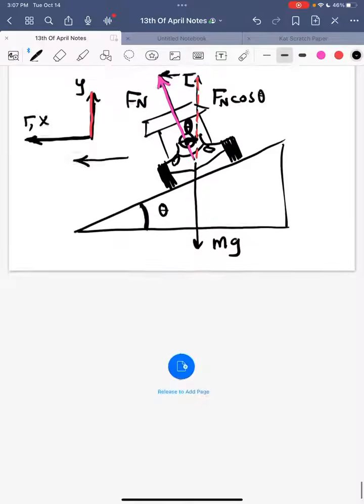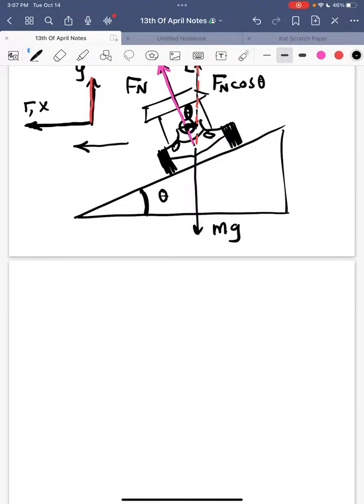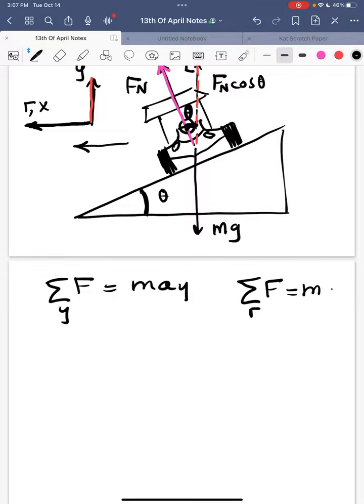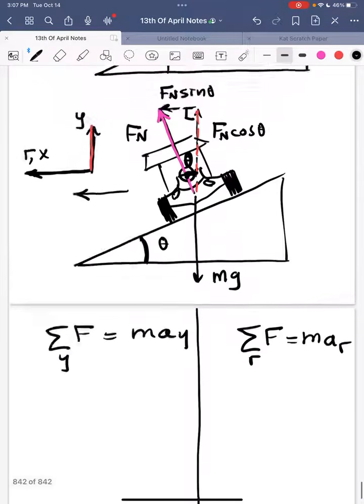With that, I can now write some equations. The sum of the forces in the y direction equals the mass of the car times the acceleration it experiences in the y. I can also do an equation like this in the radial direction: the sum of the forces in the radial direction equals the mass of the car times the acceleration in the radial direction. We'll get to these separately. Let's do the y first.